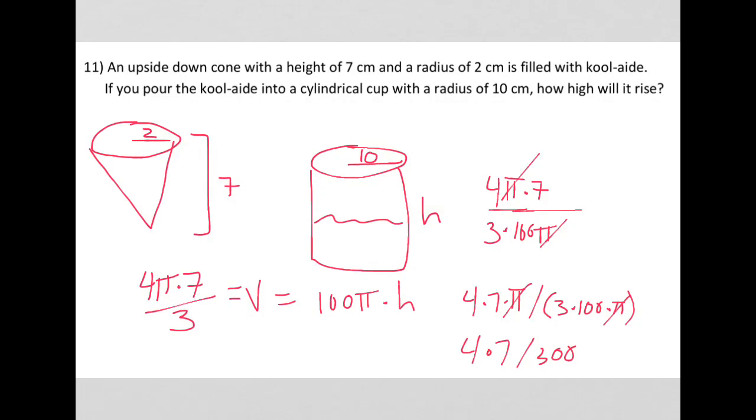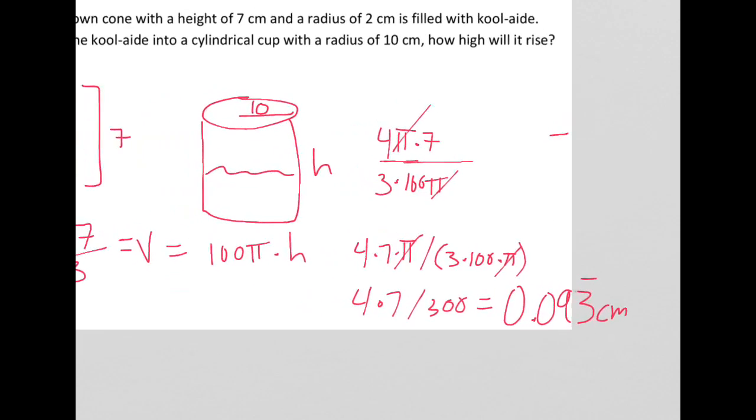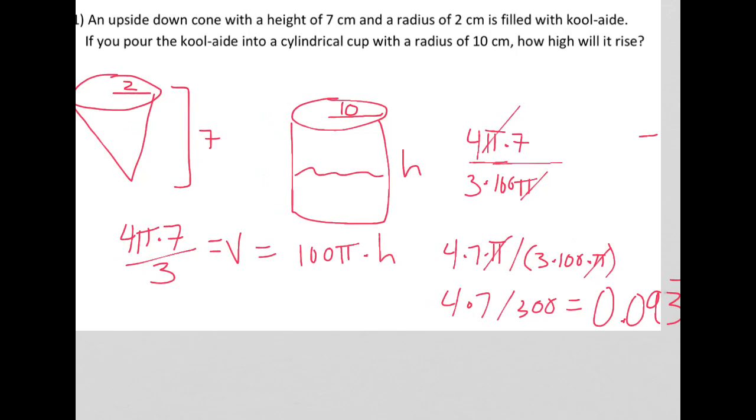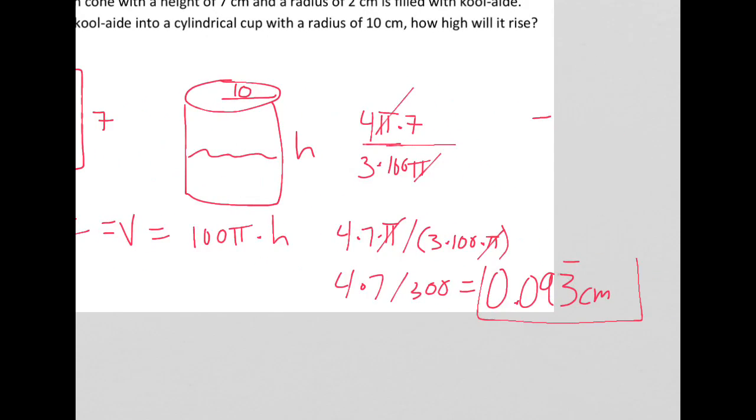So let's figure out what that is. You should get 0.093 centimeters. That 3 is repeating, which is a very small number, but that makes sense because the radius of the cup is a lot bigger than the radius of the cone. So it's not going to rise very high at all.